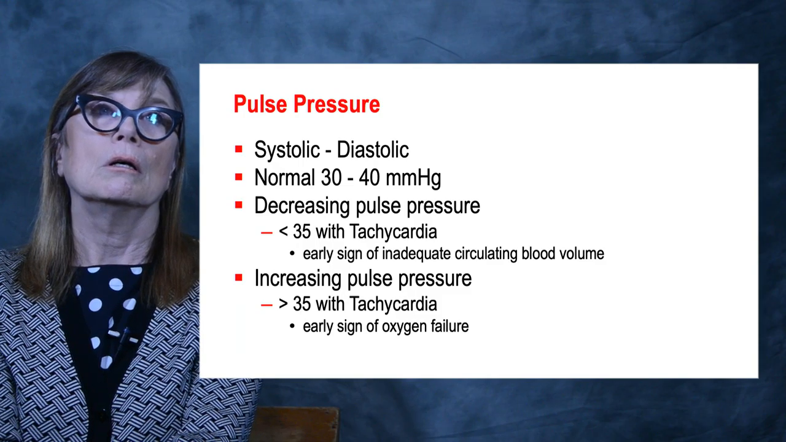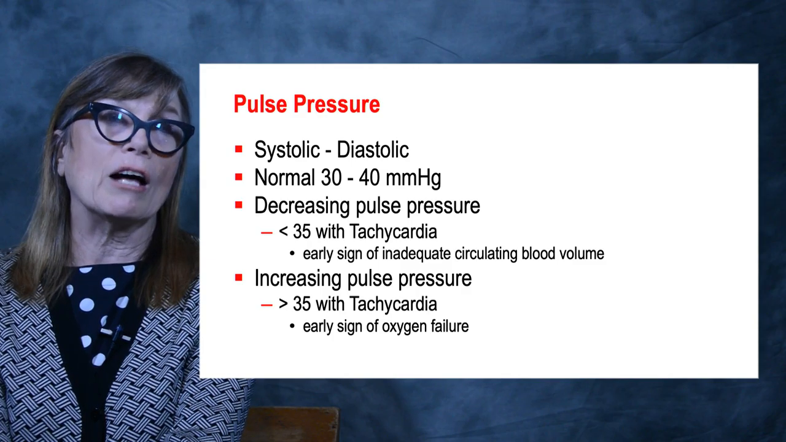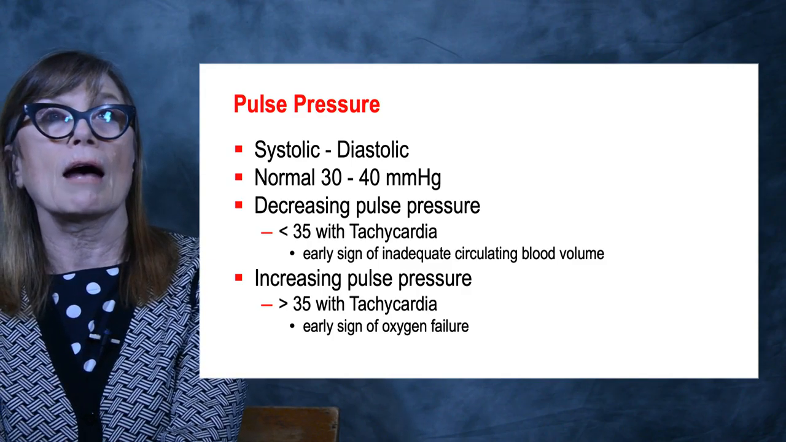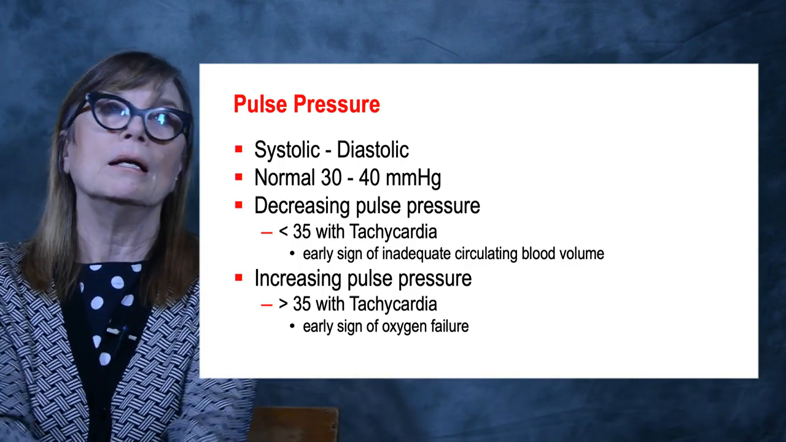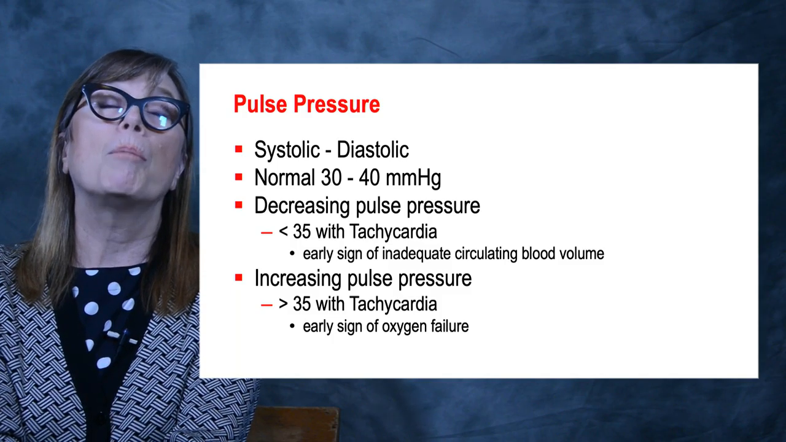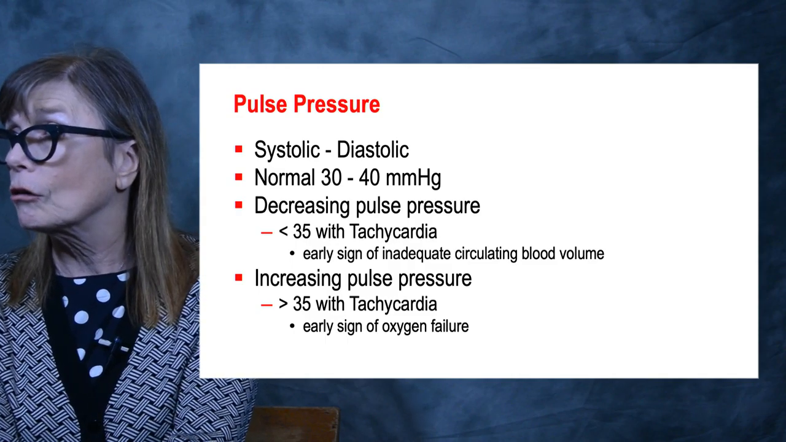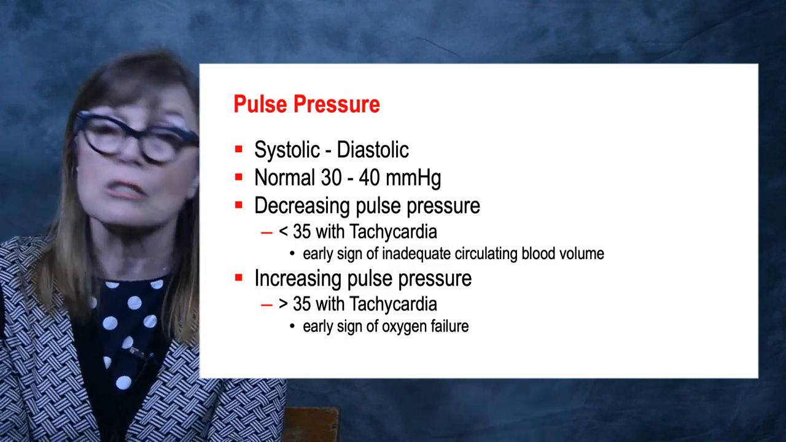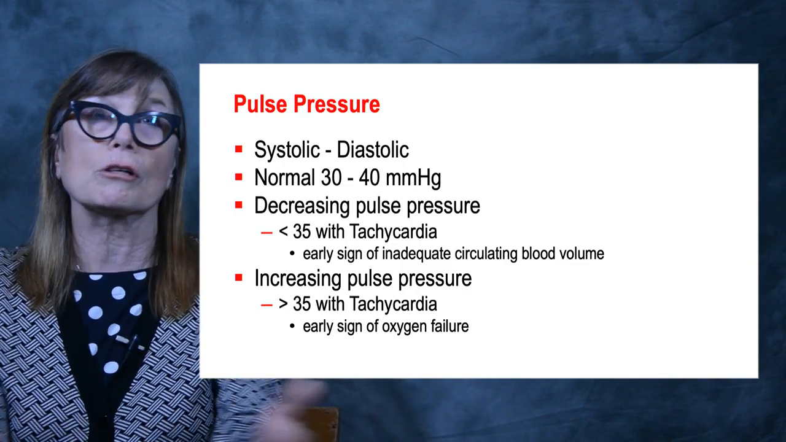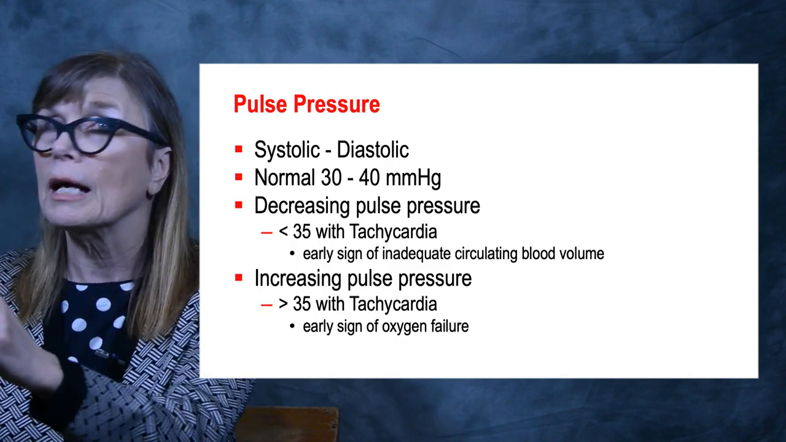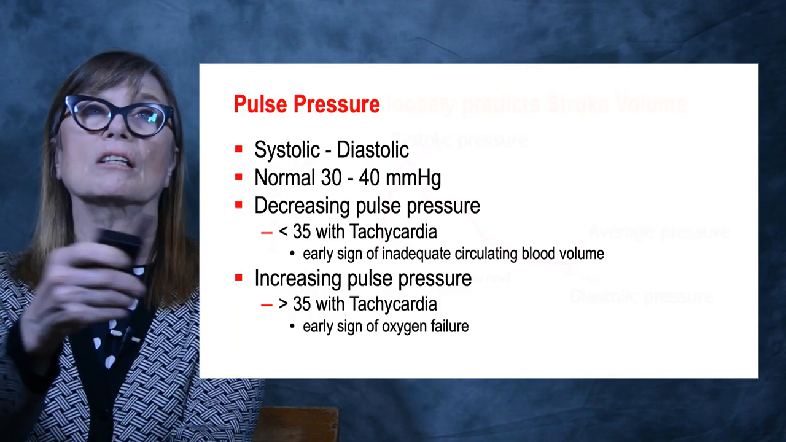Increasing pulse pressure greater than 35 with tachycardia usually indicates there's a failure of oxygen utilization at the cellular level. So your compensatory mechanism is to provide more stroke volume at a faster heart rate, but it doesn't make the patient better. Both of these situations, decreasing pulse pressure with tachycardia, increasing pulse pressure with tachycardia, require a view of metabolic acidosis. So blood gas or chemistry, it doesn't matter. Look for the presence of metabolic acidosis, because that's going to inform you very significantly.